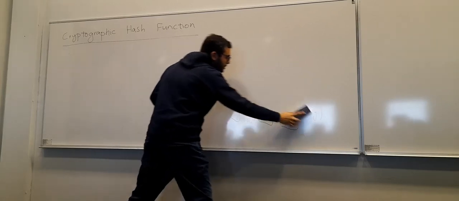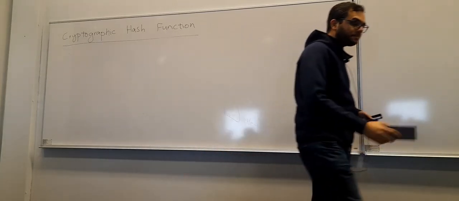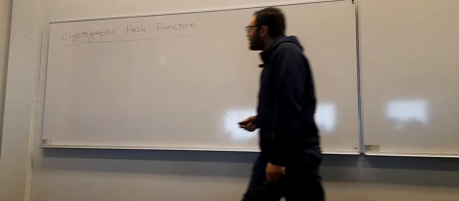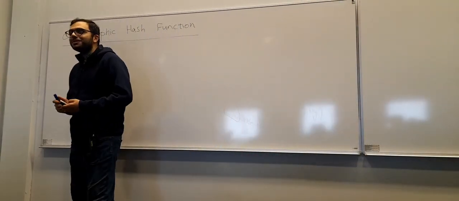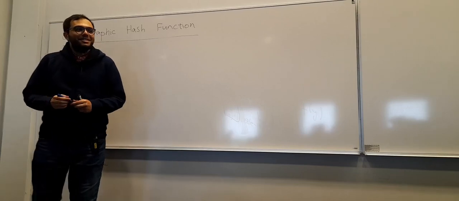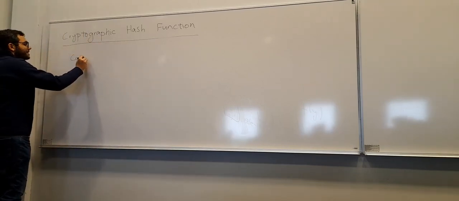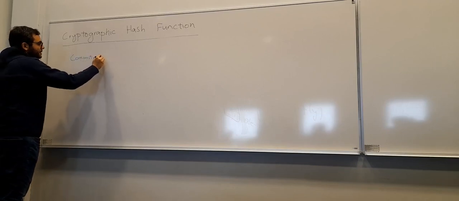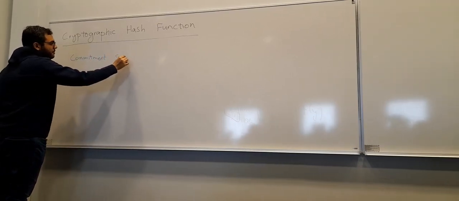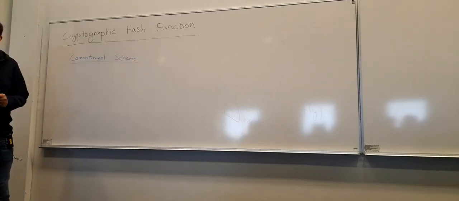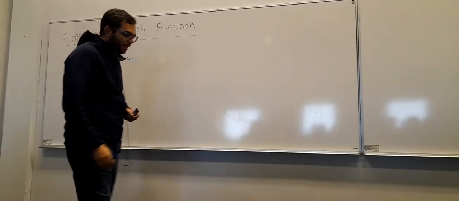Now I'm going to give you another application. This application is something that you will definitely have to code in this class, and you will see it maybe 100 times. This is called the commitment scheme. And the example I'm going to give you is an example of an auction.